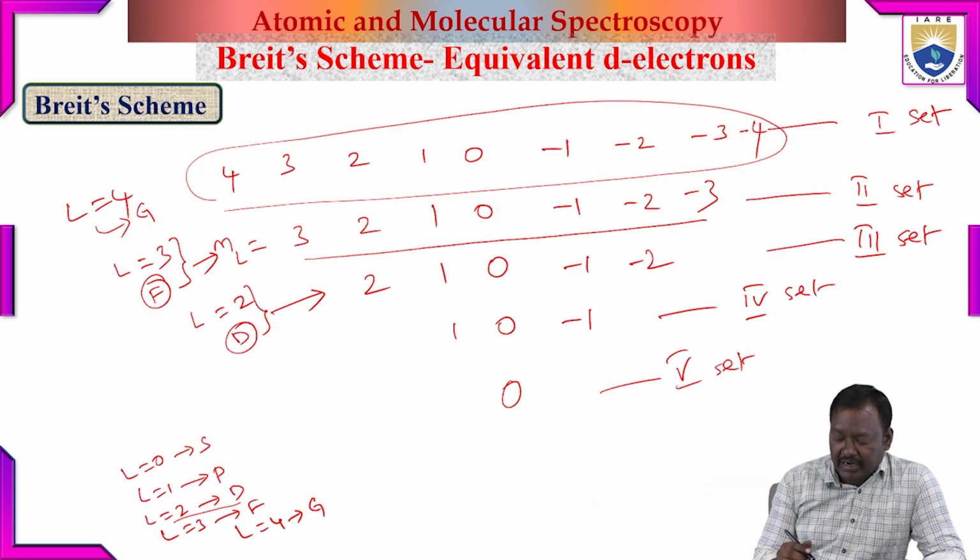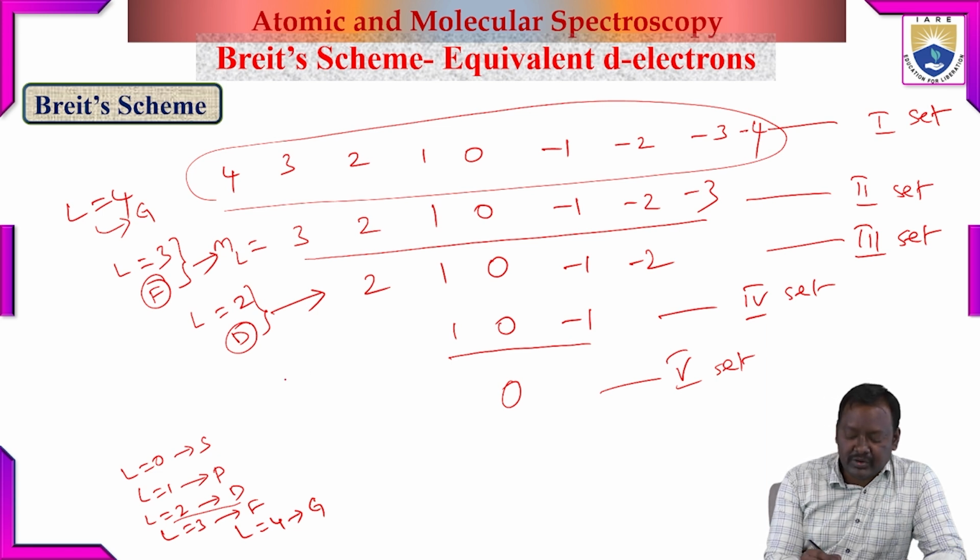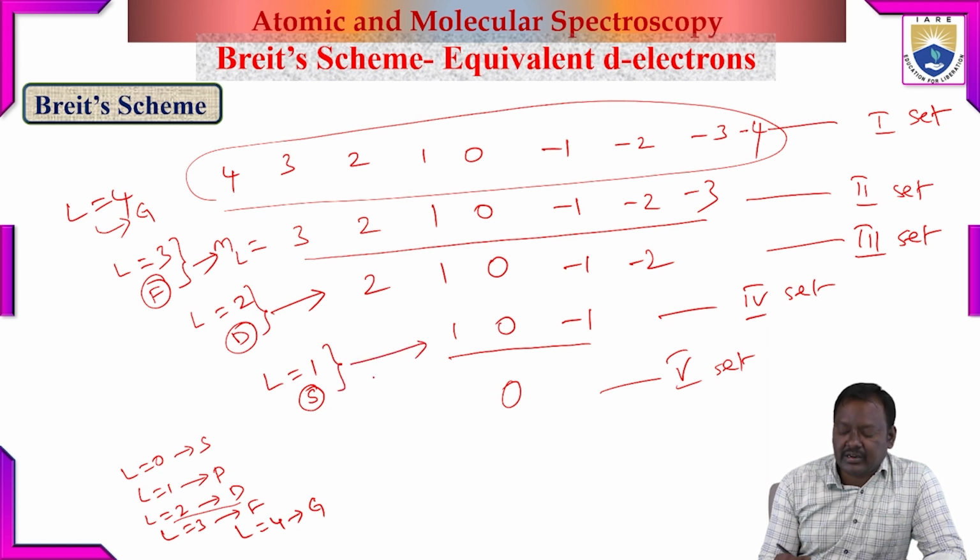And the fourth set of ML values contains 1, 0, minus 1. That means the corresponding L value is 1, and L equal to 1 means the spectral term is P. So P is the spectral term corresponding to this set of ML values.